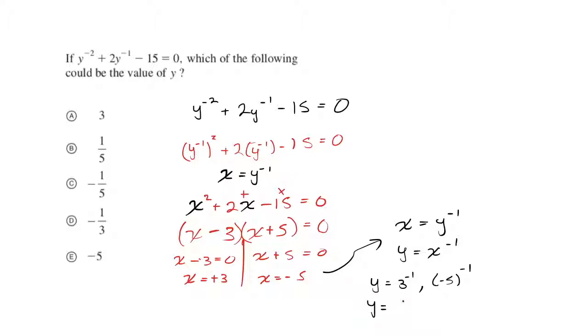And these are 1/3 and negative 1/5, respectively. Now I really know that option C was the correct answer, because negative 1/5 is one of the solutions I get when I do this, quote-unquote, properly, or at least elegantly.